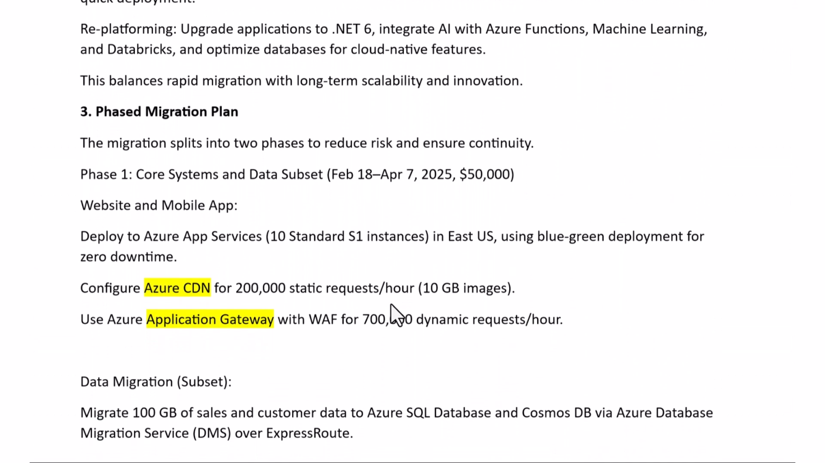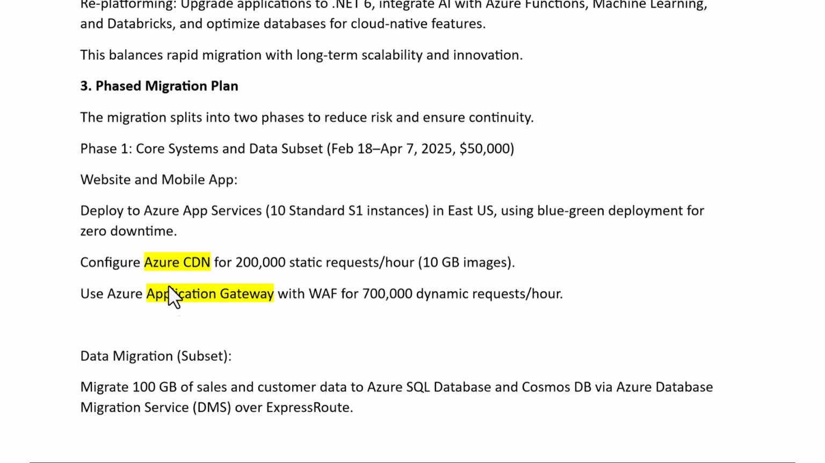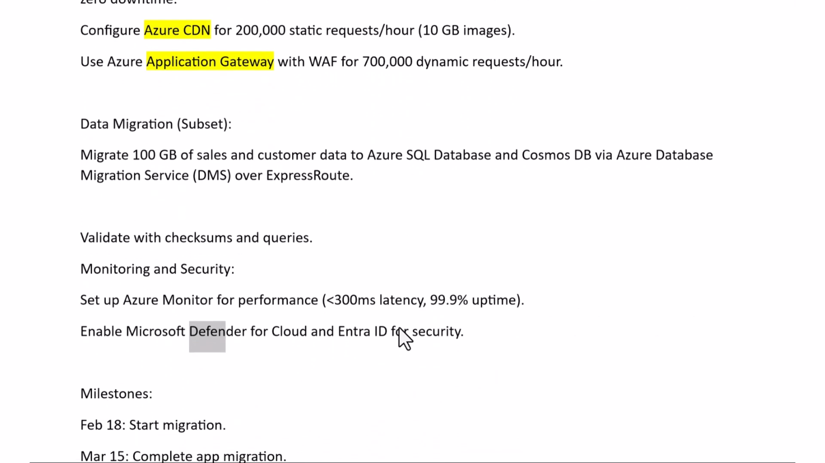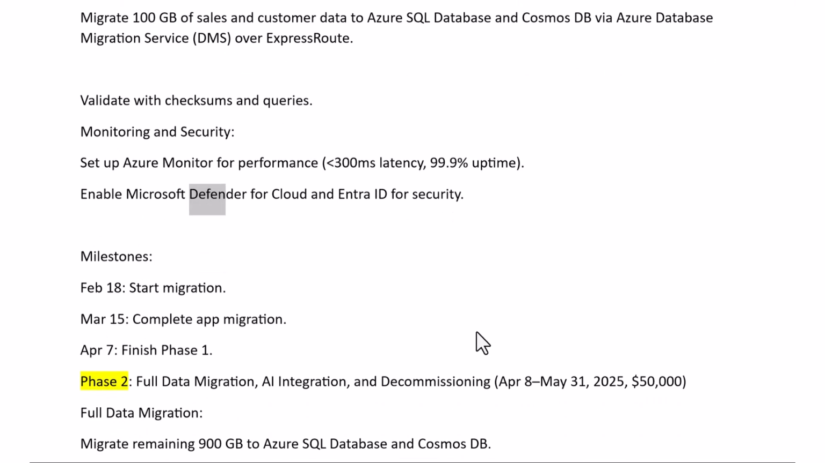Azure Application Gateway handles 70% of dynamic requests, 700,000 per hour, and Azure CDN caches 20% of static asset requests, 200,000 per hour, with 10 gigabytes of product images in EU West and US East.